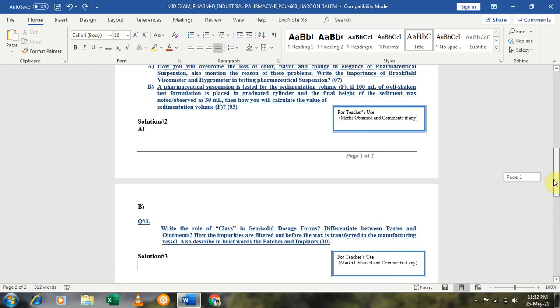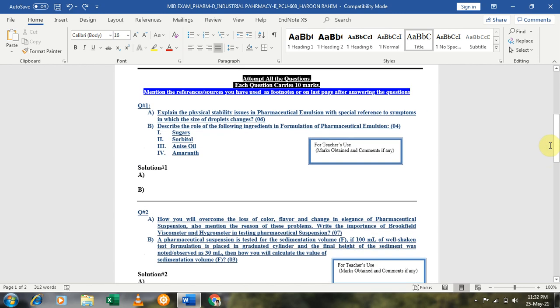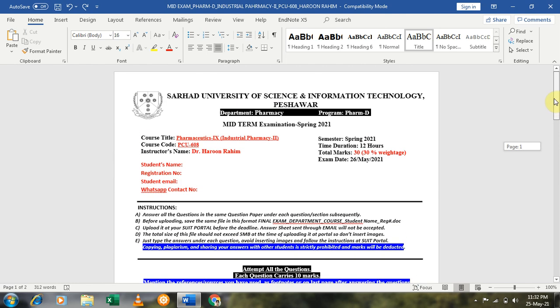And you have to save after the solution of the whole paper. You have to save it with your appropriate instruction that is also given in the instruction.